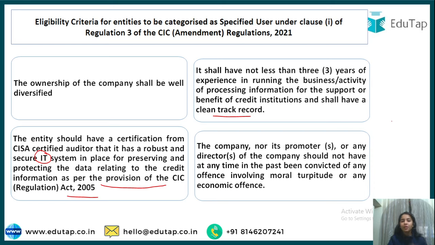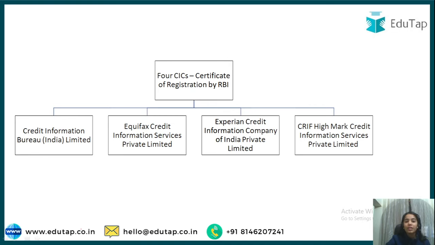The company should have a clean track record, and the promoters and directors of the company should not have at any time in the past been convicted of any offense. It can be any moral offense or any economic offense. They should not have done that. Then only can they be specified users under the CIC. So now for the CIC, we have understood the current part, the eligibility criteria and all.